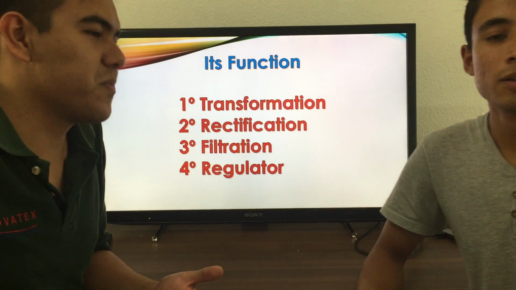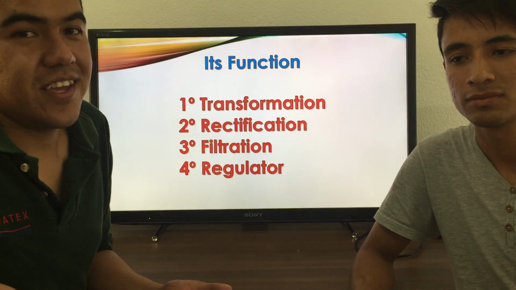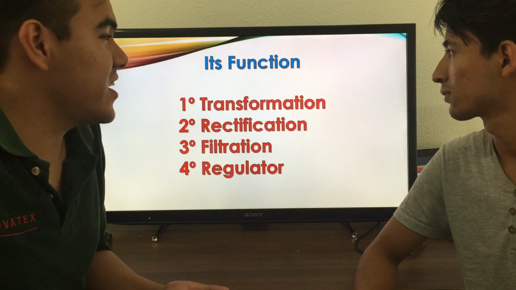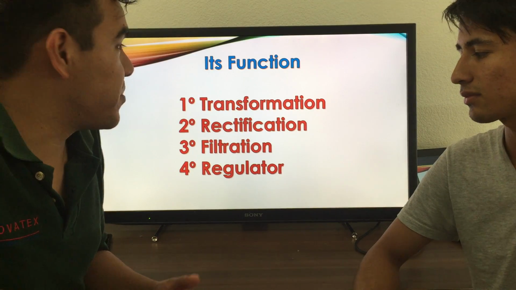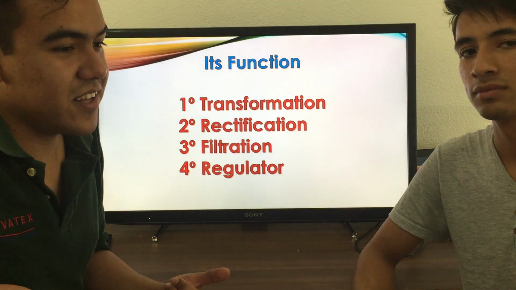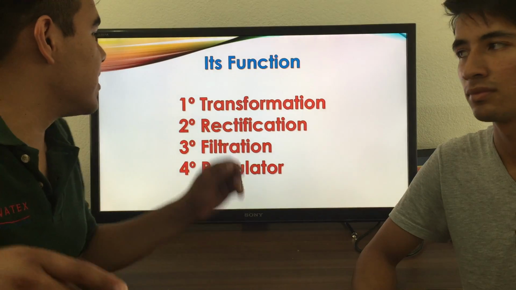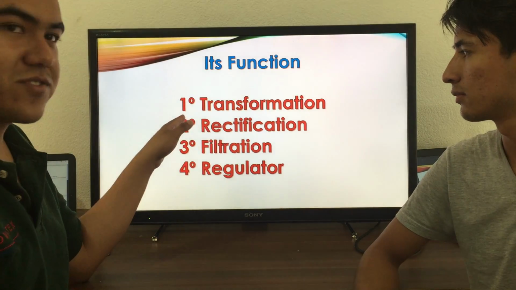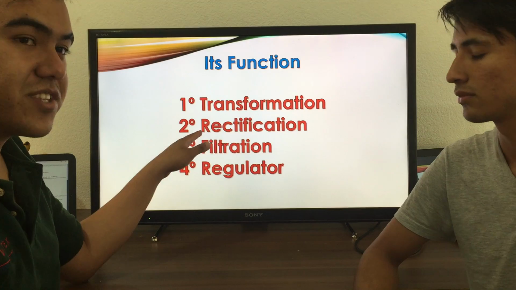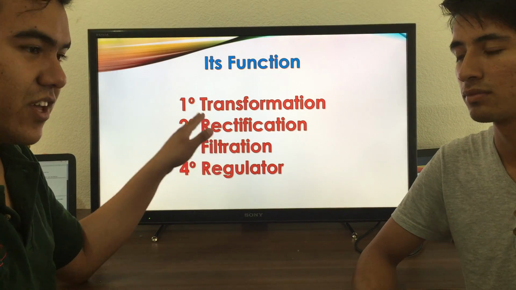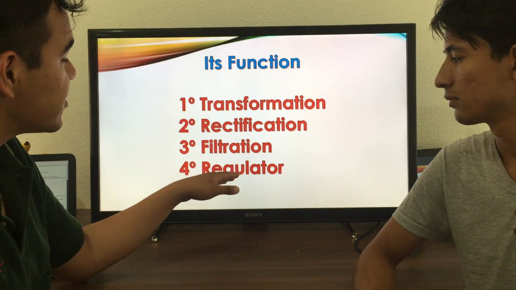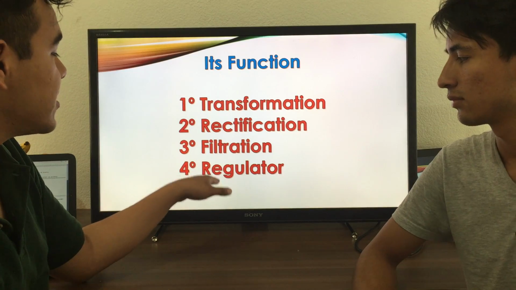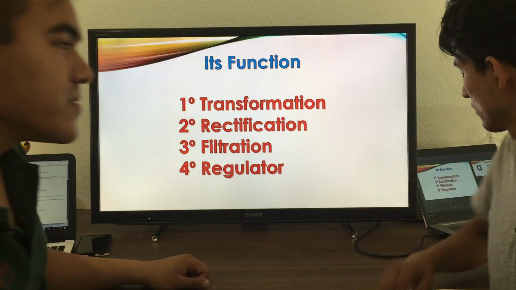Okay, the power supply function is divided in four stages. In each, the power supply modifies the alternating current signal. The first stage is transformation, the second stage is rectification, the third stage is filtration, and the fourth stage is regulator.